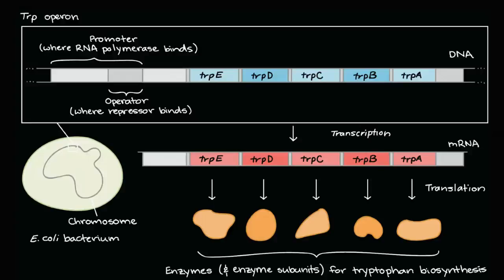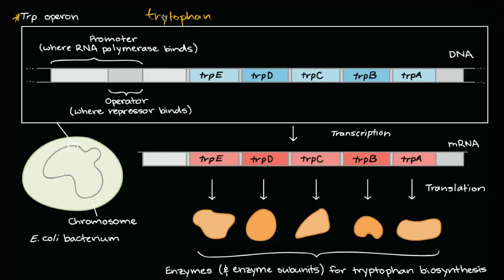Two of the most studied operons are the trp operon and the lac operon. And what I want to do in this video is focus on the trp operon, which is essential for the production of tryptophan. Tryptophan, which you might recognize as an amino acid, often associated with Thanksgiving and turkey dinner.